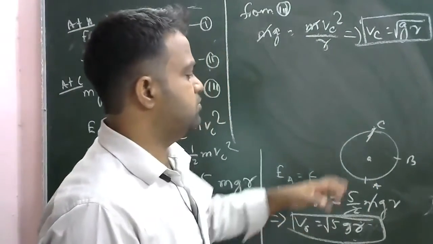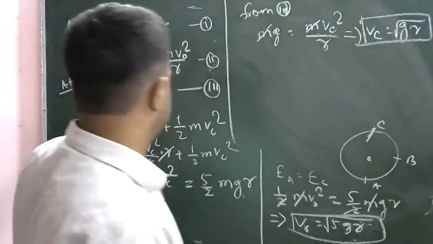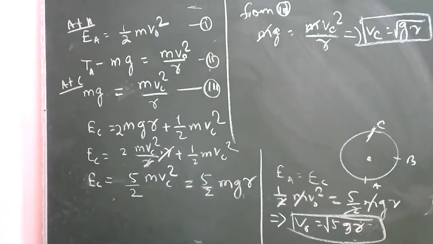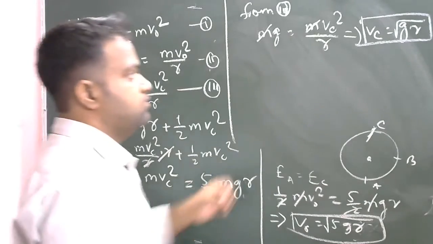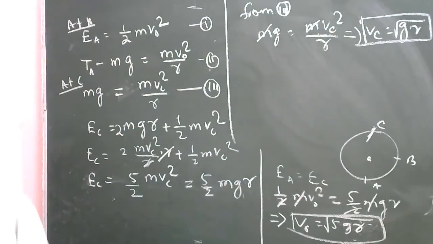It depends upon what your r is. Of course it depends upon the initial velocity, and also it depends upon your radius. So if r is given, then you can calculate the velocity at position C.